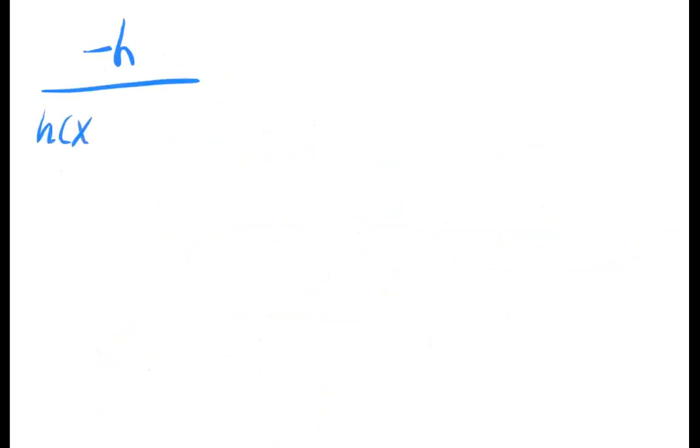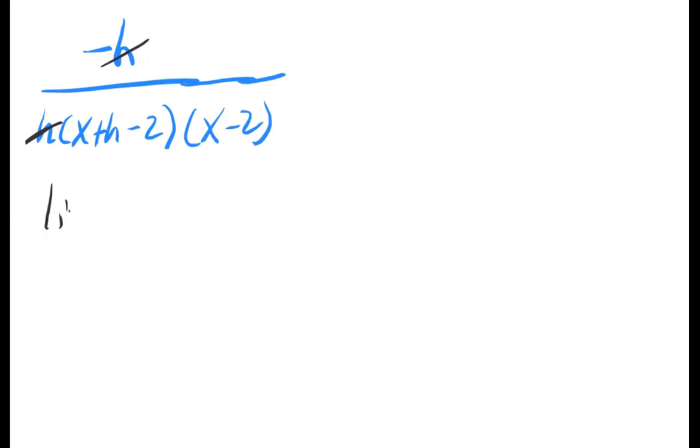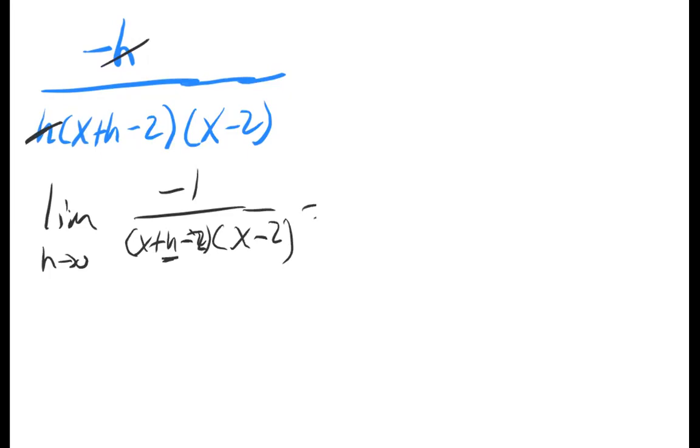It was x plus h minus 2. And then it was x minus 2. And yes, exactly. We're going to cross this off and cross this off. So we have the limit as h approaches 0 of -1 over x plus h minus 2, x minus 2, which if we let h be 0, that's what we have.